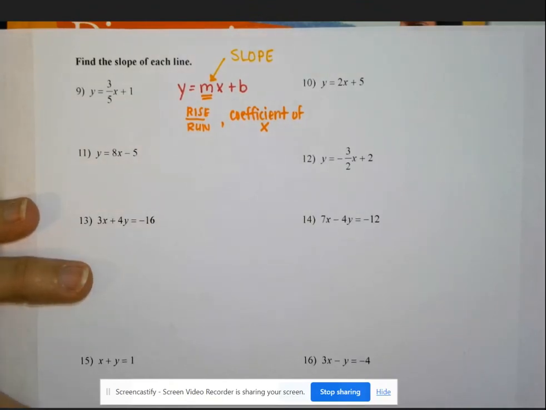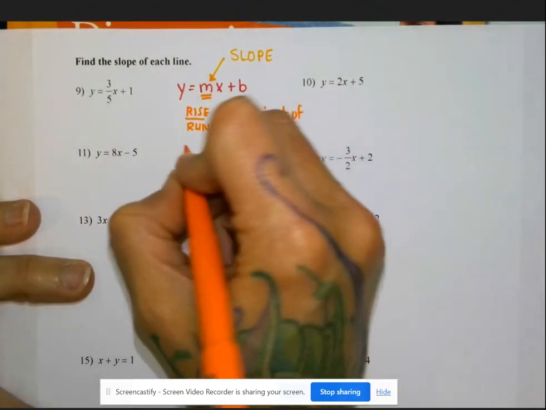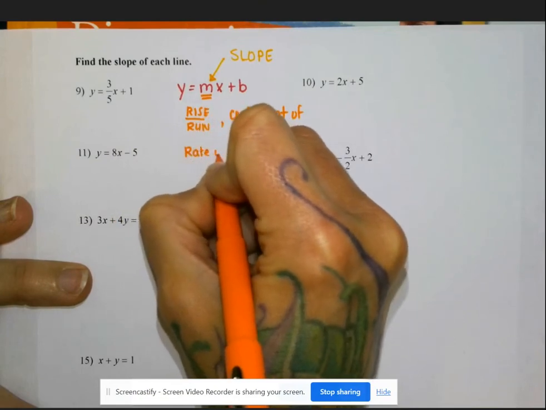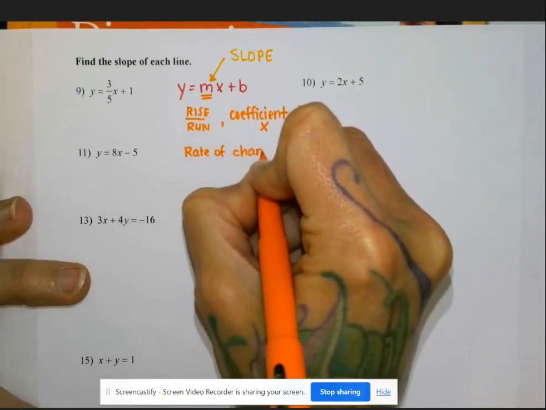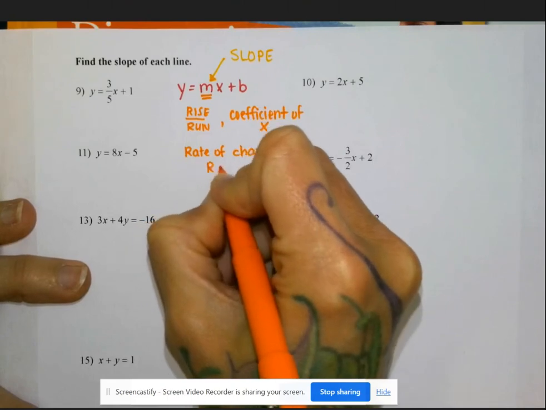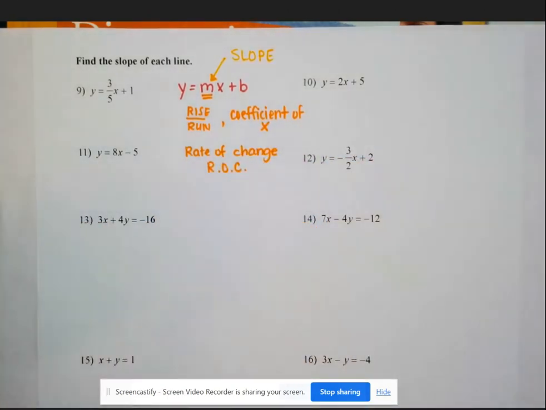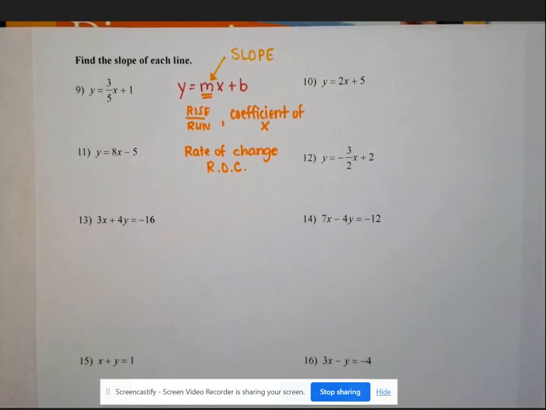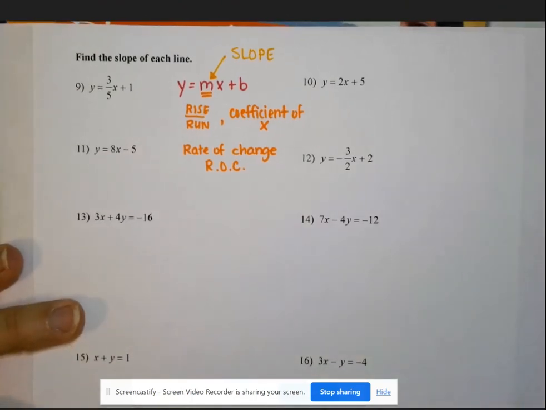Rise over run, coefficient of x, slope, rate of change. Rate of change, in my class, you'll see me, and you'll see it on some other things. ROC is rate of change. Rise over run, slope, coefficient of x, rate of change, all mean the M value if we're looking at slope intercept form. So we need to practice making sure we know all those vocabulary words. I probably will say it until I'm blue in the face. Vocabulary. If you don't know what it's asking for, you can't do it. Most of you are going to know how to do it. It's just making sure you know what it wants.